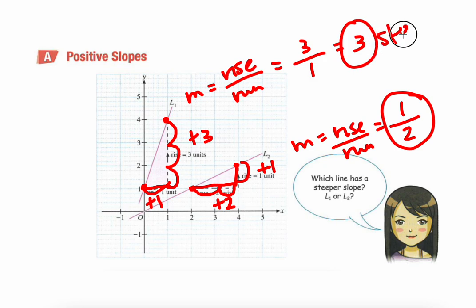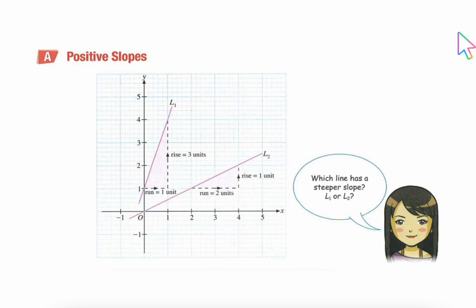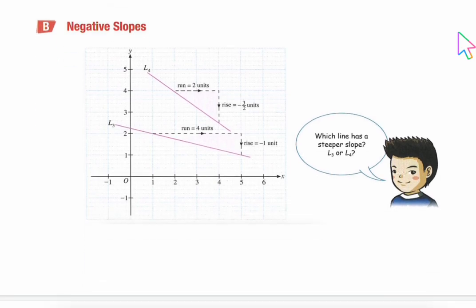So the steeper line had a bigger slope, 3 is bigger than 1/2. Okay, so the bigger the number for m, the slope, the steeper it actually is. So the value of the slope can tell us a lot of information about what the line actually looks like. That's our positive slopes. Let's take a look at our negative slopes.